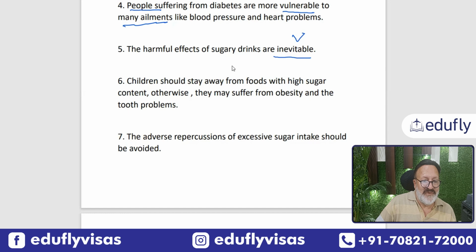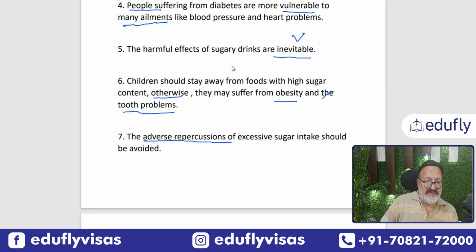Otherwise, varna, they may suffer from obesity and tooth problems. So I don't think we have the tooth problems, we have and tooth problems. So otherwise we made it a compound sentence. Now the adverse repercussions. So adverse are negative.